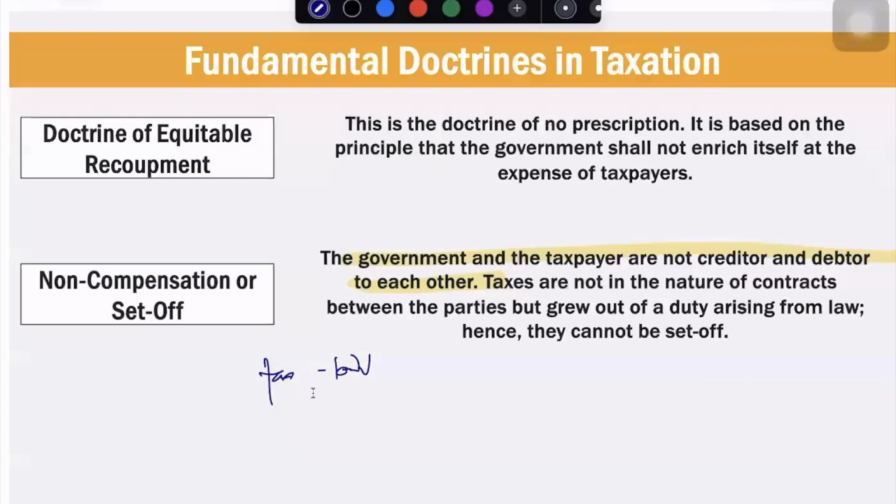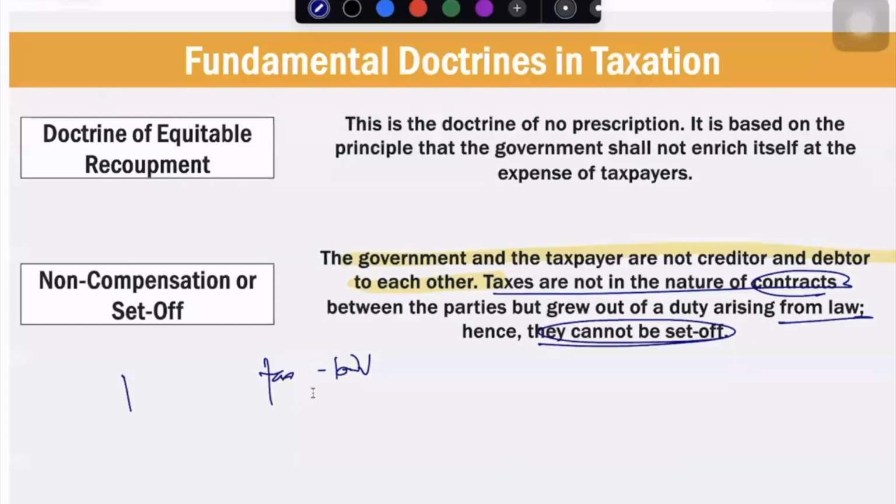Okay, tax is based on law. Therefore, generally, the people does not have or cannot be a creditor based on law. So since there is a difference as to the source of the obligation, we cannot compensate or set off the obligation. So eto yun. Taxes are not in the nature of contracts between the parties, but arise from law, hence they cannot be set off. So if ever the taxpayer has a claim against the government, generally you cannot set it off.